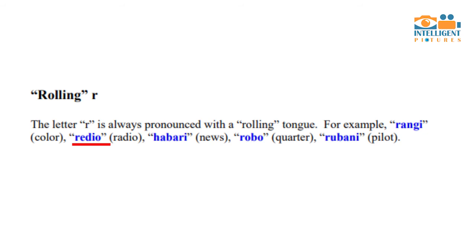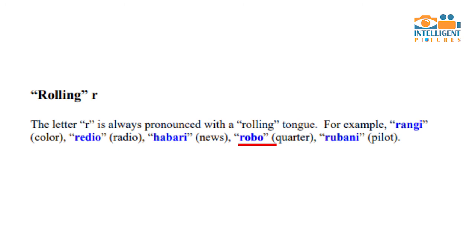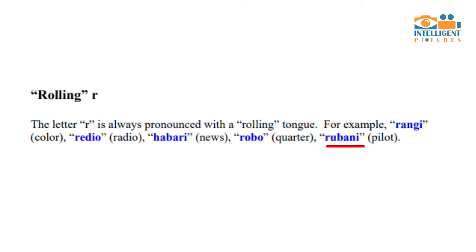Rangi means color. And we also have another word, radio. Radio means radio, okay? And we also have another word, habari. Habari means news, okay? Receiving good news. So when you hear somebody say habari, he means to say news, okay? We also have another word, robo. Robo means quarter, okay? And we also have another word, rubani. Rubani means pilot, okay?